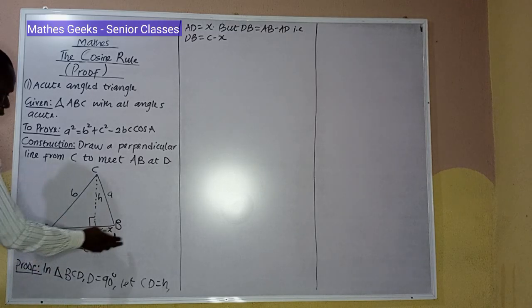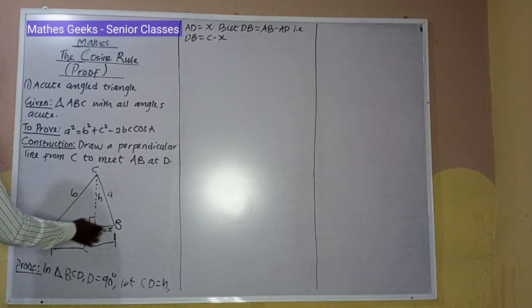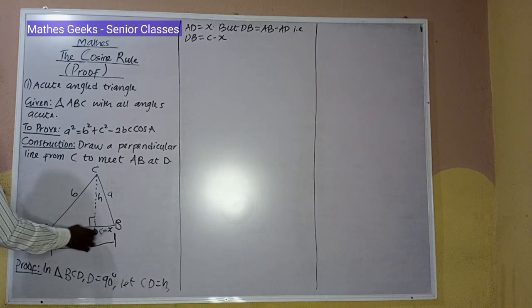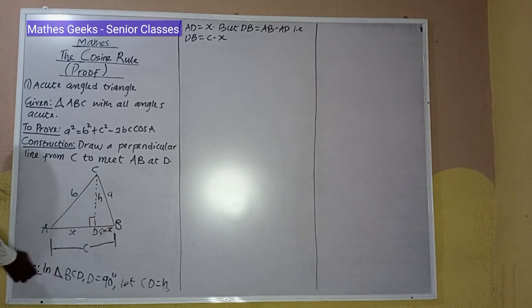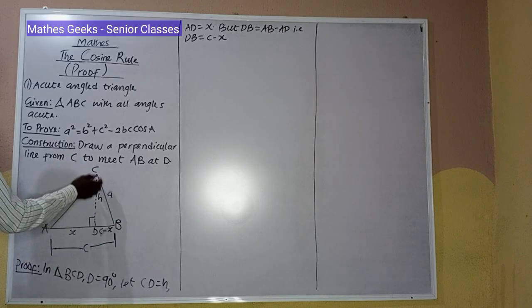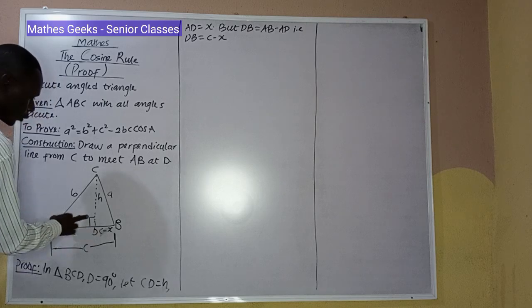So from here to here is the side c. From A to D is x, then DB would be, from here to here is the total distance, and here to here is x. That means here to here would be c minus x to get this distance. So proof. In triangle BCD, this triangle here, D is 90 degrees.